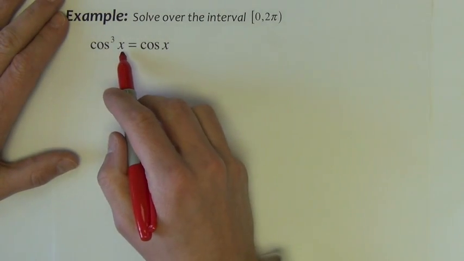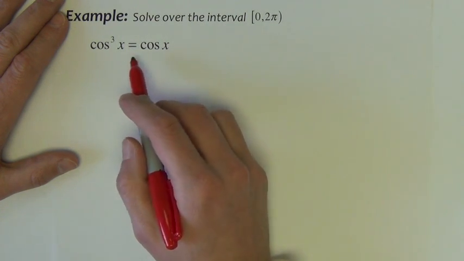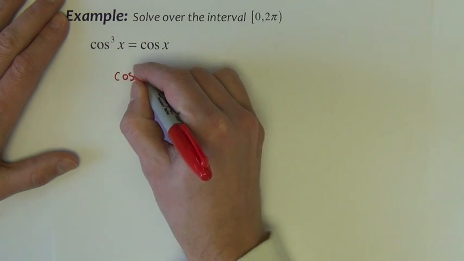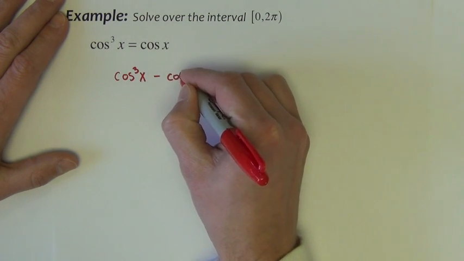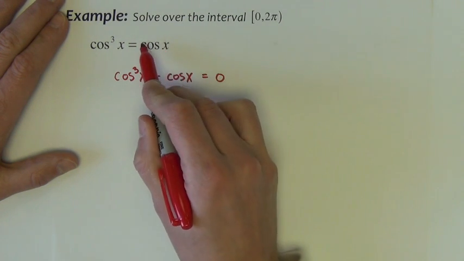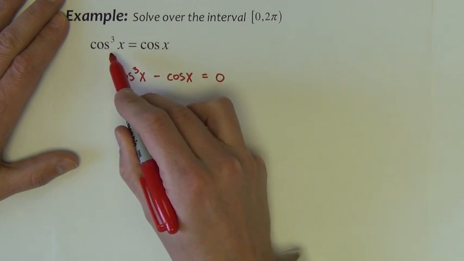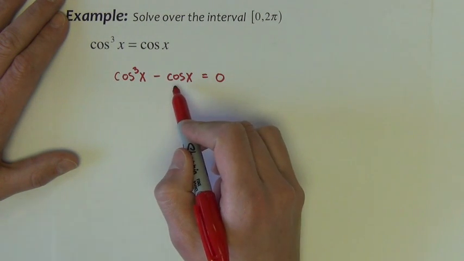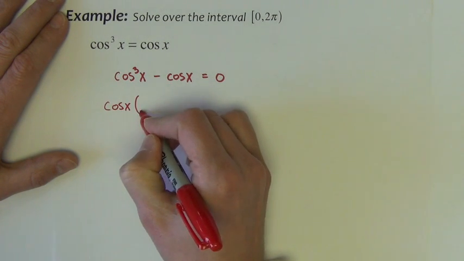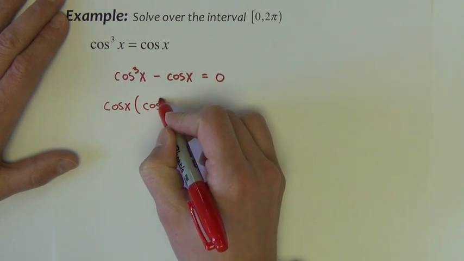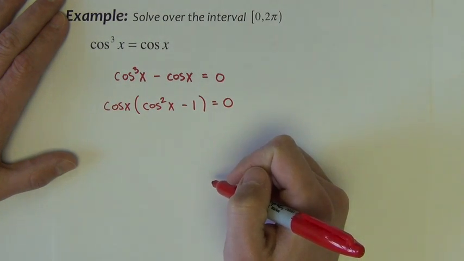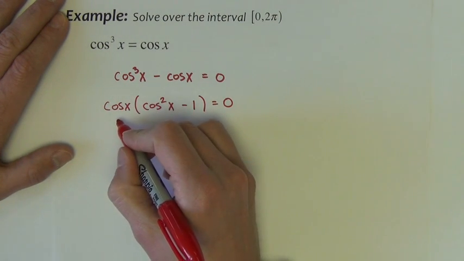So here we have cosine cubed x equals cosine x. The first thing I'm going to do with many of these problems is rewrite them equal to 0. So all I've done is taken this cosine x as a term and subtracted it to the opposite side of the equal sign, so we're looking like this now. Now there are two terms on this side. They each share a common factor of cosine x. If I take a cosine x out, it leaves me with cosine squared x minus 1 equals 0. Now I'm in a factored form.